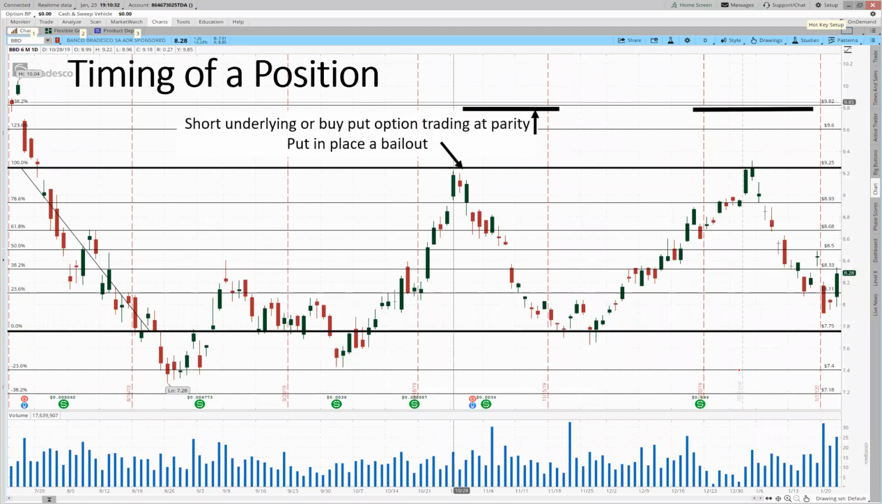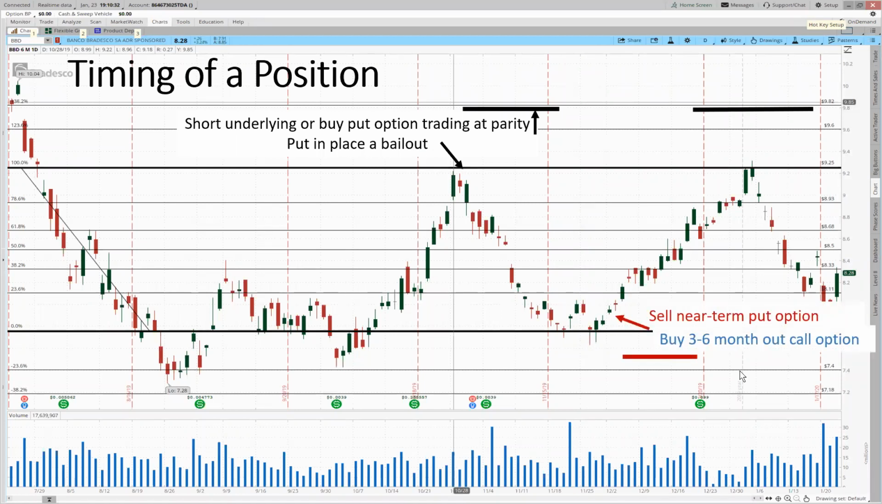Or if you happen to be starting at the top, you don't have to wait for the symbol to move to the bottom. Here's where I could either short the underlying symbol or buy a put option trading at parity, put in place a bailout order, a buy to close order just to protect my risk.